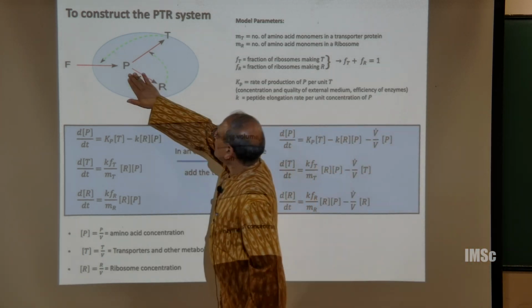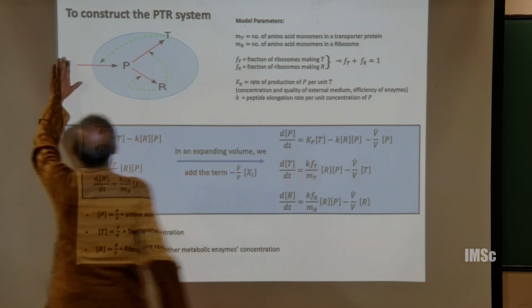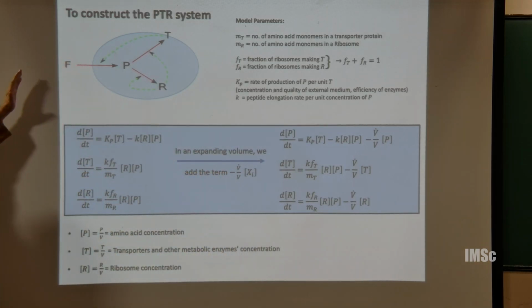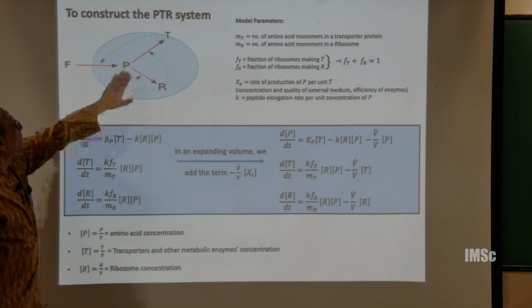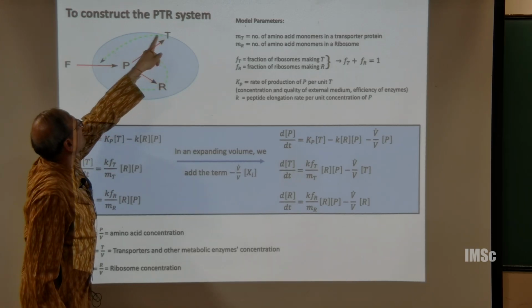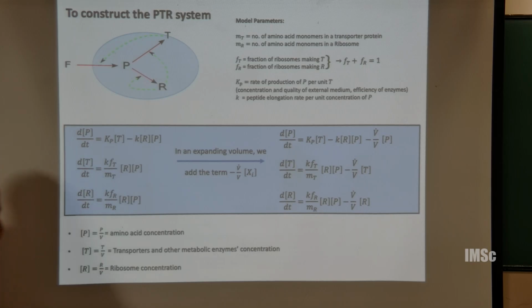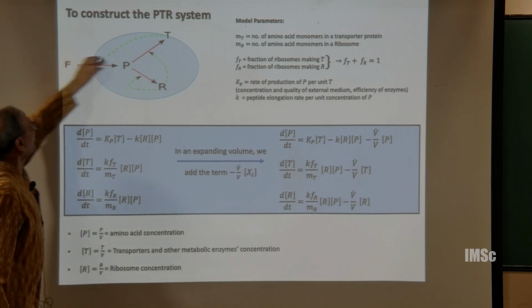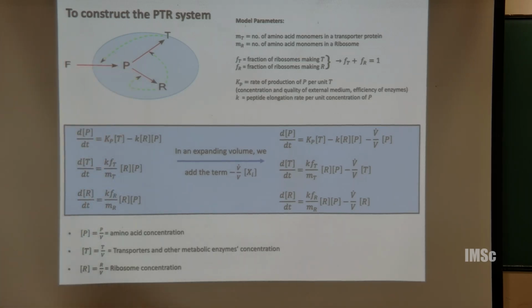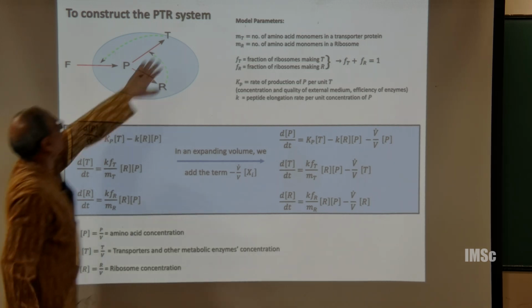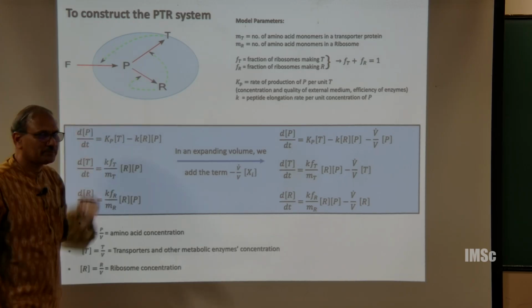So these arrows mean that the food molecules which are outside the cell are coming into the cell and getting converted into precursors. And this green arrow means that the transporters and other metabolic enzymes are the catalysts for this coarse-grained reaction inside the cell. So, this whole metabolic network has been lumped into a single reaction. Food going into precursors, and that is catalyzed by this pool of enzymes or molecules, T.